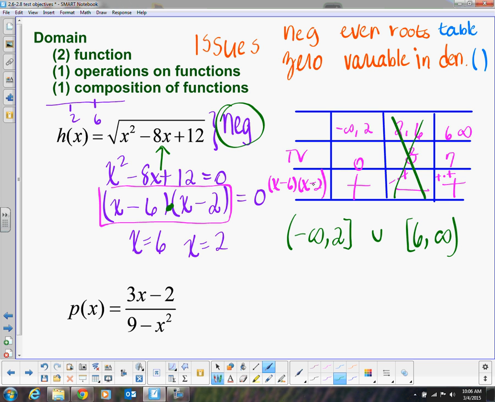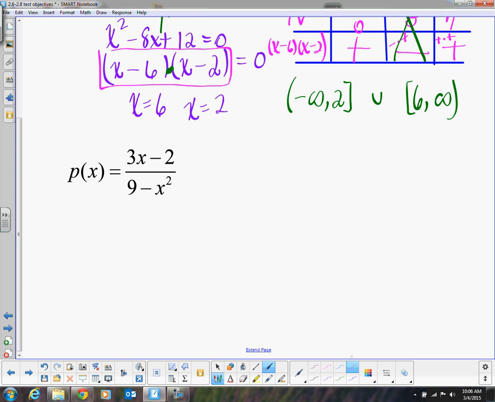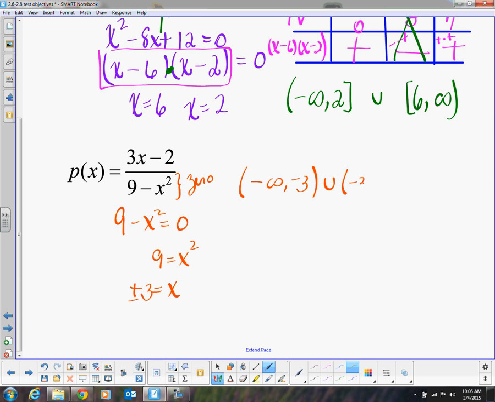All right, let's look at the next one. What kind of issues do we have down here? The zero issues are because of the denominator, not because of the numerator. We're going to take our 9 minus x squared and set it equal to 0. 9 equals x squared. X is going to equal plus or minus 3. So, negative issues or zero issues do not require a table. We take care of zero issues using parentheses. Parentheses will exclude those values from your domain.